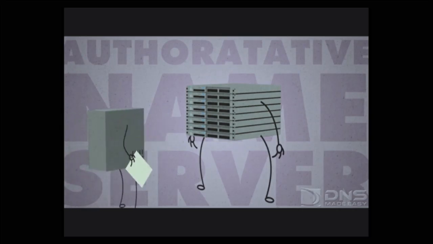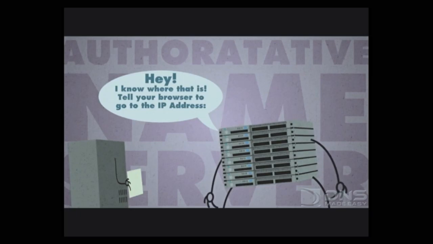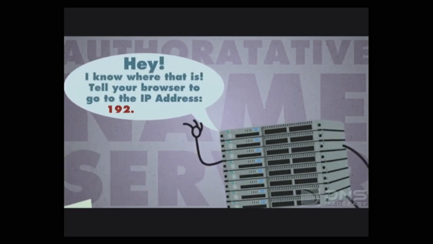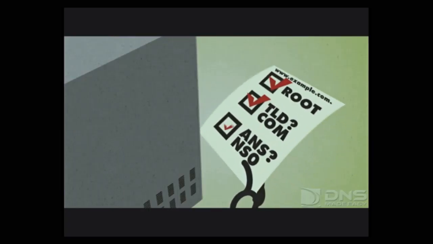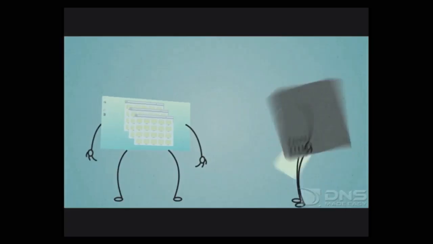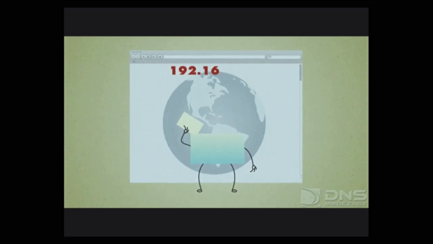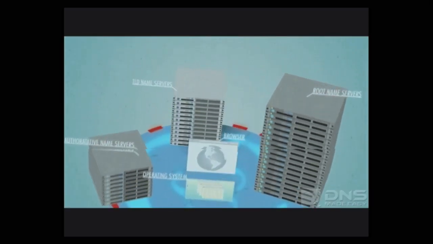At this point, the authoritative name server will say, "Hey, I know where that is! Tell your browser to go to the IP address 192.168.1.1." The resolving name server takes this information from the authoritative name server, puts it in cache, and gives a reply to the operating system. The operating system then gives this to the browser, and the browser then makes a connection to the IP address requesting the webpage for www.example.com.